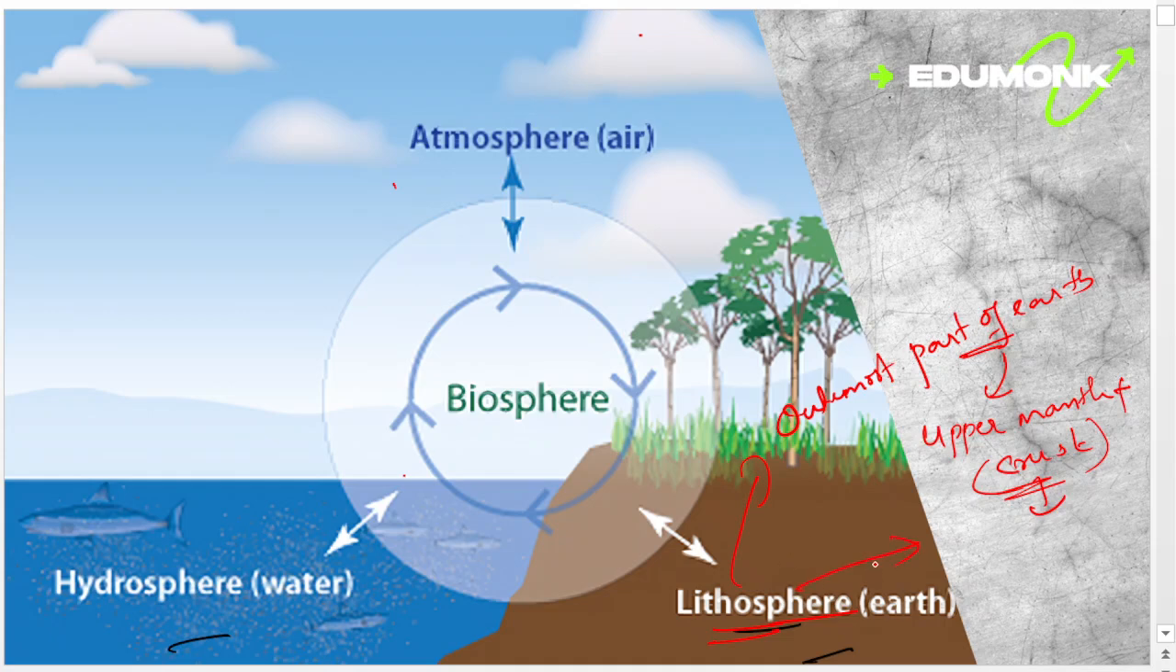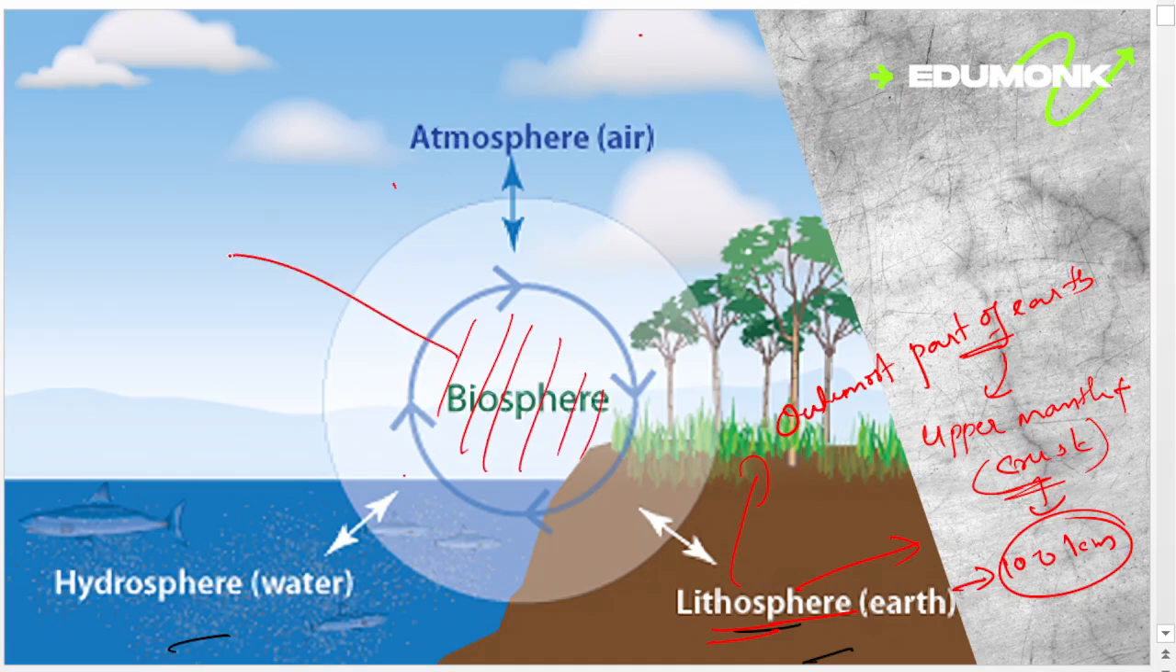Our major tectonic plates are present in this lithosphere. The lithosphere has rigid mechanical properties, and it reacts chemically with the other three major domains of Earth, namely the hydrosphere, biosphere, and atmosphere. Its thickness is around 100 kilometers. Then our fourth one is the biosphere. The biosphere is the narrow zone.